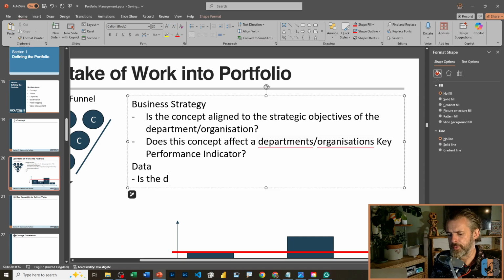Is the data currently available via our, let's just say, via our data warehouse? Is the data currently available?